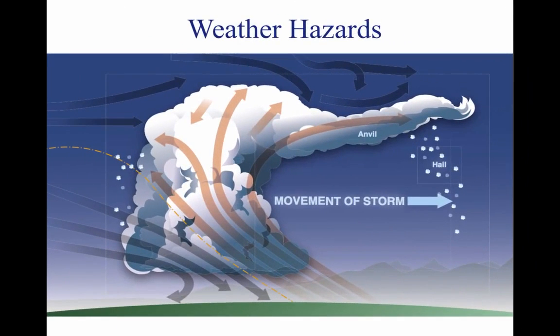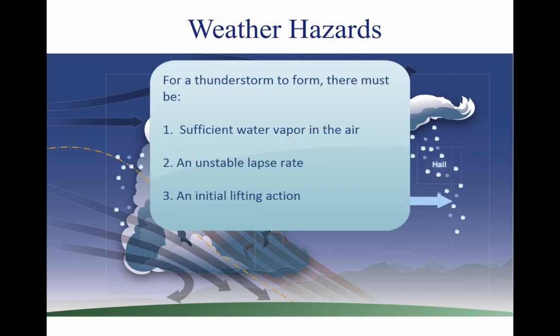Weather can pose serious hazards to flight, and a thunderstorm packs just about every weather hazard known to aviation into one vicious bundle. These hazards occur individually or in combinations, and most can be found in a squall line. For a thunderstorm to form, the air must have sufficient water vapor, an unstable lapse rate, and an initial lifting action to start the storm process.